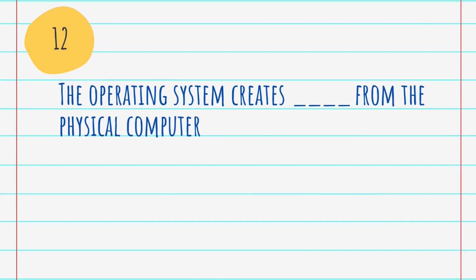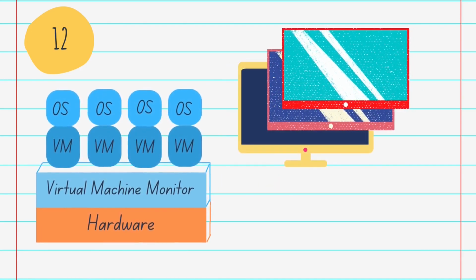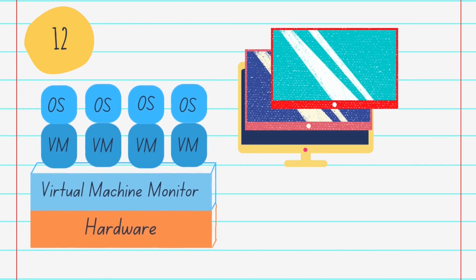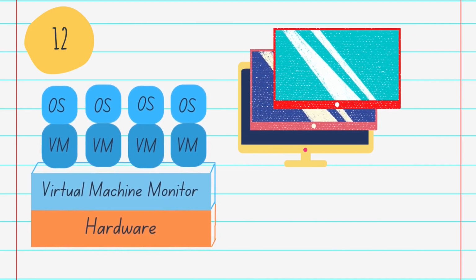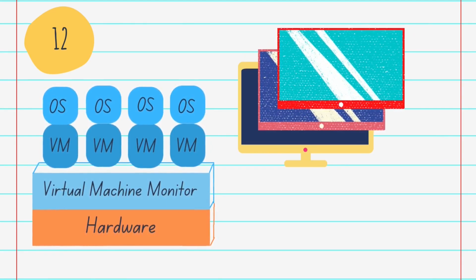Then the next question is, the operating system creates dash from the physical computer, and the answer is virtual computers. The operating system creates virtual computers from the physical computer. In computing, a virtual machine is an emulation of a computer system. Actually, it is based on computer architecture, which provides the function of physical computers. If you are not aware of what computer architecture and organization is, then please check its question and answer on our channel's playlist for better understanding and study.